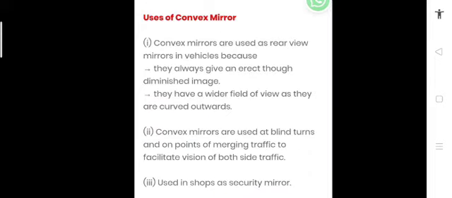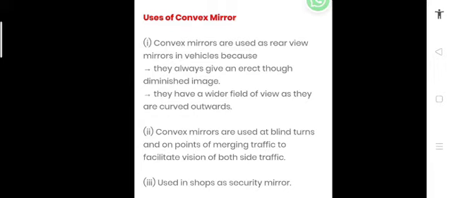Next, what are the uses of convex mirror? First, the convex mirror is used as a rear view mirror. Why is it used as a rear view mirror? Because it always gives erect and diminished images, and due to the erect and diminished images it covers a large space, that is a wider field of view, that means a large space of the back side. So the convex mirror is used as a rear view mirror.